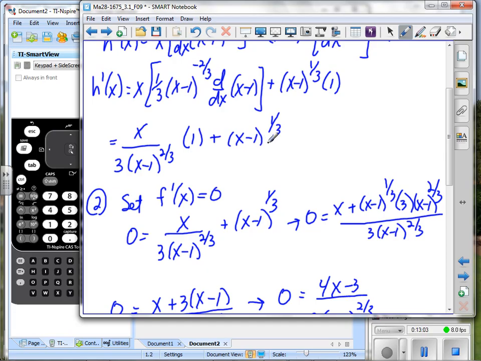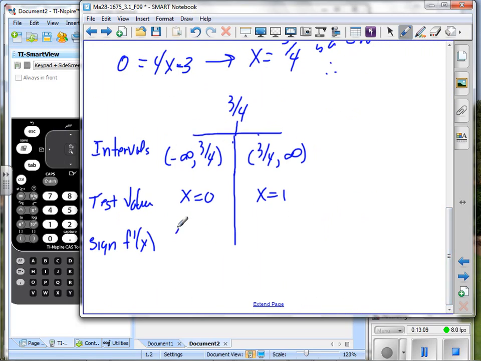Okay. Over here then, 0 minus 1 is negative 1. The cube root of negative 1 is negative. I only need to know that it's negative. So the first derivative is negative. What's my conclusion? F of x is decreasing. Okay, now I've got to put in 1.